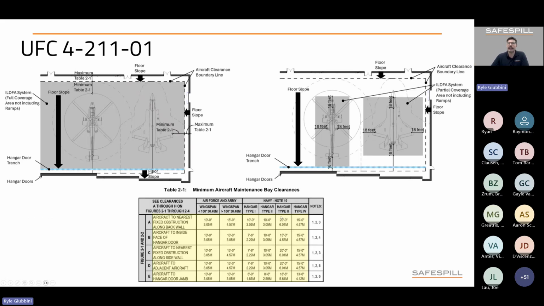So here is the guidance from table 2.1, as well as a couple of figures that are pulled from that UFC draft. Here you can see the maximum extents of the ILDFA footprint leaves some space along the wall. It is critical that the floor is sloped back into the ILDFA in those areas. And then there's also a figure that shows parking spot layouts. It's important to note here that the aircraft clearance bubble isn't what determines the ILDFA footprint for a parking spot, but rather still identifying the locations where the fuel tanks are and providing that 18-foot lateral standoff distance.